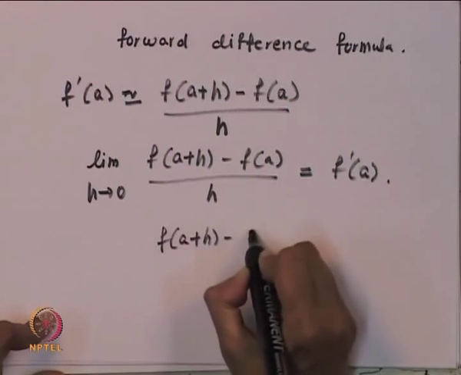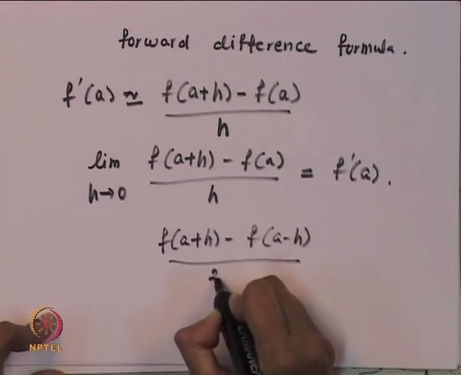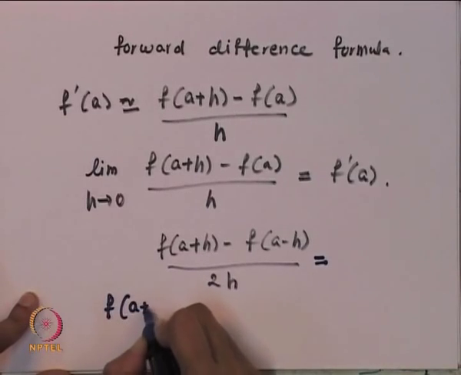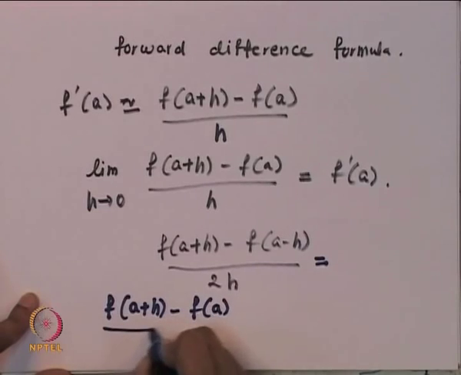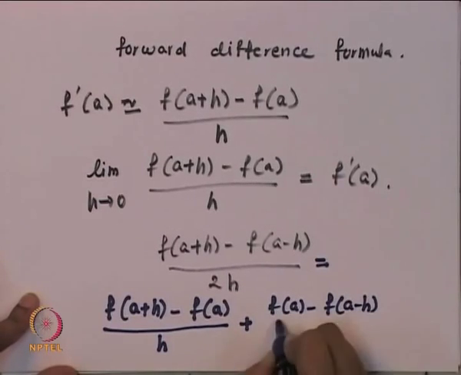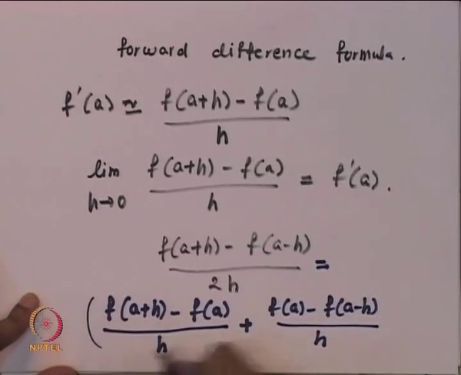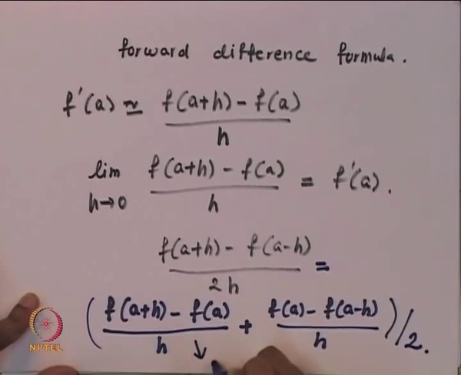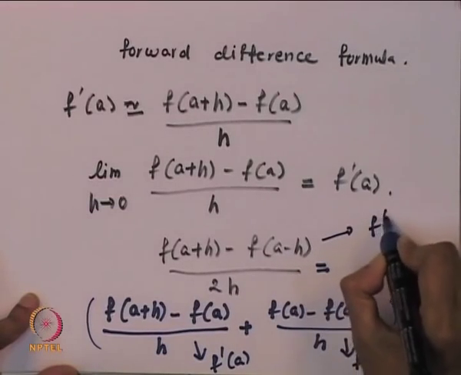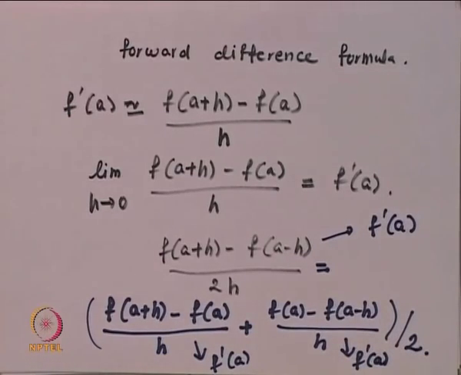Similarly, the other formula was (f(a+h) - f(a-h))/2h. This I can write as [(f(a+h) - f(a))/h + (f(a) - f(a-h))/h] divided by 2. This will tend to f'(a), and this will tend to f'(a), and hence the whole thing will tend to f'(a) because you are dividing by 2. So, both these formulae, the central difference formula and the forward difference formula, we could have written from the definition.